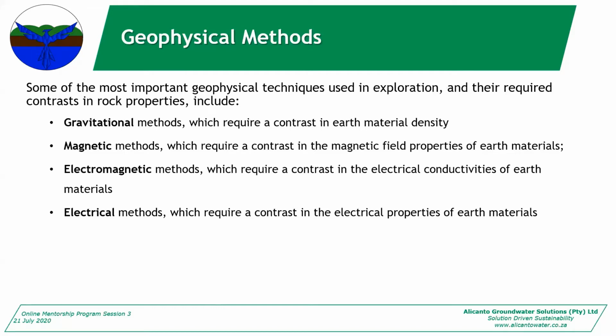Some of the most important techniques used in groundwater exploration and the required contrast that they show include the gravitational method, which picks up a contrast in earth material density, the magnetic method, which requires a contrast in magnetic field properties of earth materials, electromagnetic methods, which require a contrast in electrical conductivities of materials, then the electrical methods, such as resistivity, which require a contrast in the electrical properties of the earth materials.